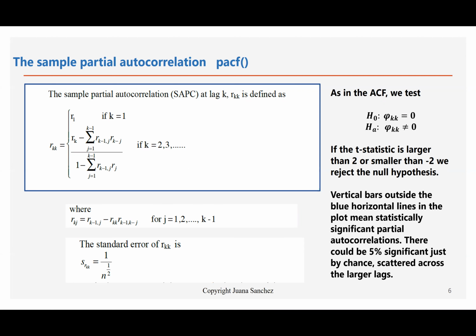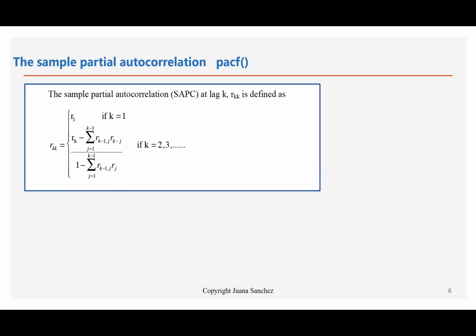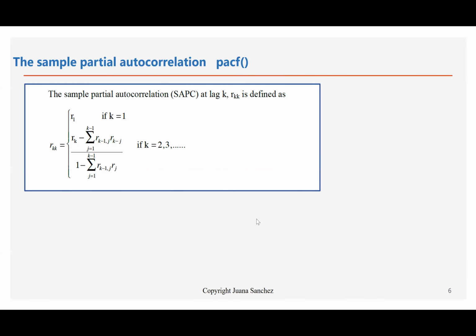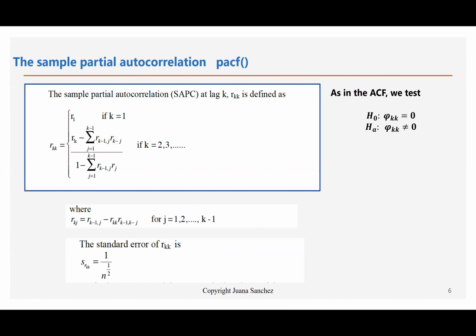When they are outside the horizontal bars, let's go back to the picture here. Notice how 0.8 is outside the two standard errors bar. It means that the partial autocorrelation at the first lag is 0.8 and it's statistically significant. So we reject the null hypothesis that the partial autocorrelation at lag 1 is 0.